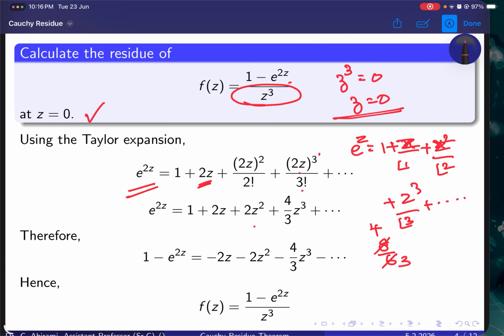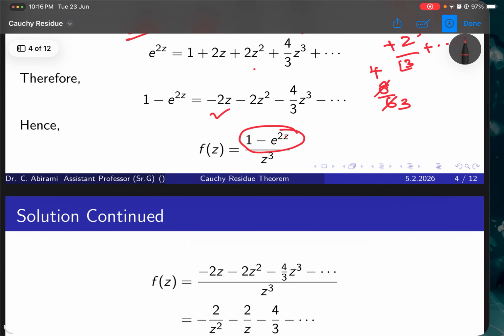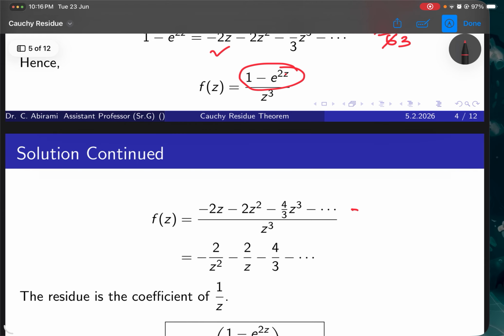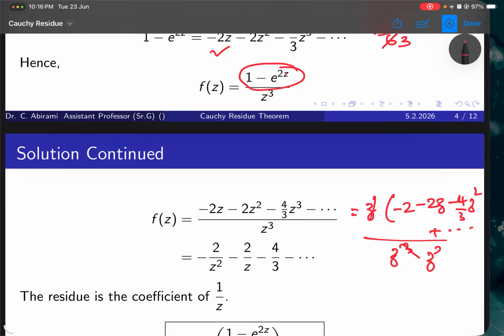So from this I can expand f(z) = (1 - e^(2z)) / z^3. You can replace this quantity by this: minus 2z, minus 2z squared, minus 4 by 3 z cubed and so on, divided by z cubed. In the numerator, one z term will be common, so take it outside. So minus 2z minus 4 by 3 z squared and so on, divided by z cubed. So one z gets cancelled, and in the denominator you have z squared. So minus 2 by z squared, minus 2 by z, minus 4 by 3, and so on.